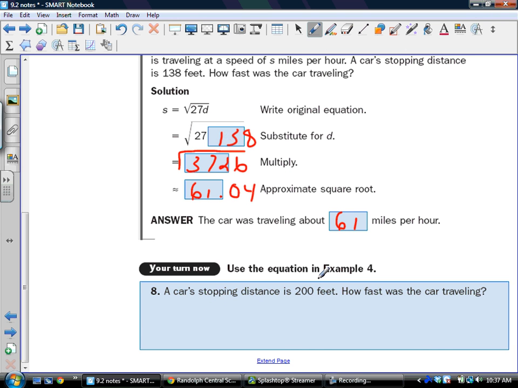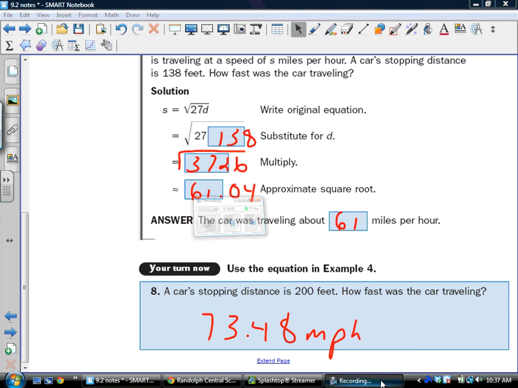Okay, so the answer to this one would be about 73.48 miles per hour. So a person going right around 73, which is about how fast people drive on the highway. And you see it takes a long time to stop when you're driving that fast. So it's important to follow speed limits.